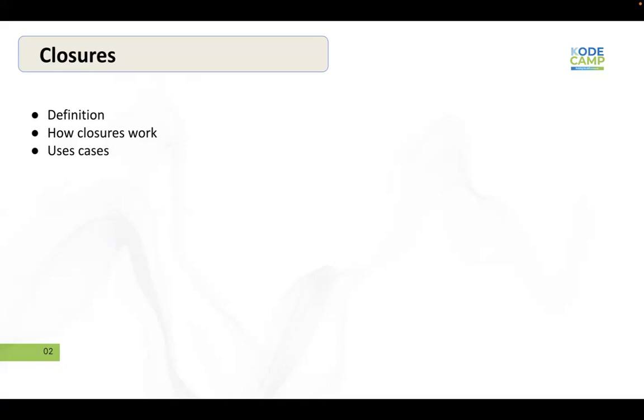So closures are basically created every time a function is created. Every time you create a function and you call another function, you create another function inside of that function, a closure is created. So that is basically it. I guess for you to understand what closures really are, we should take a look at an example.